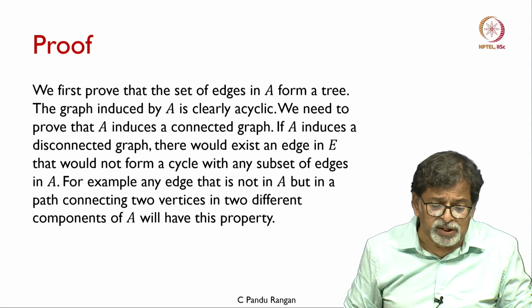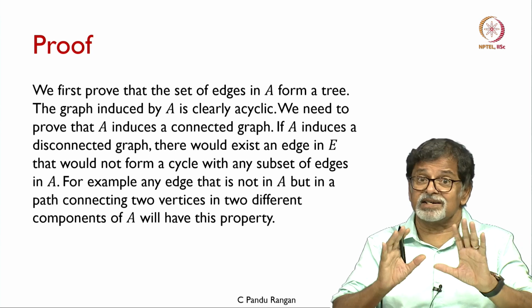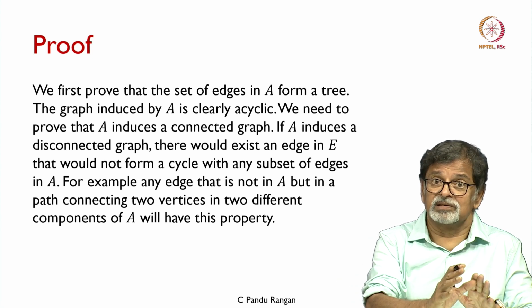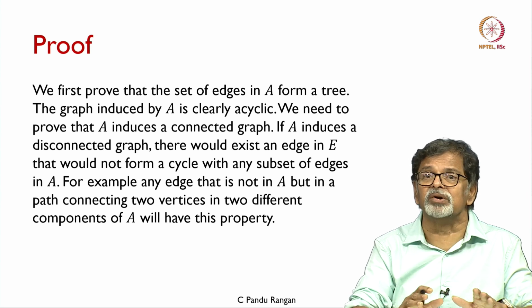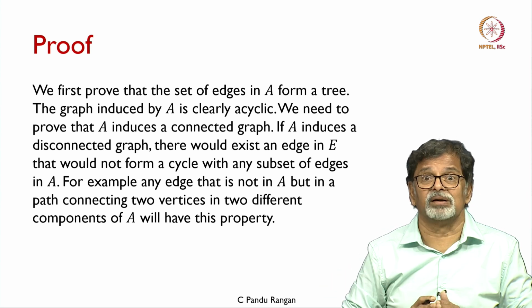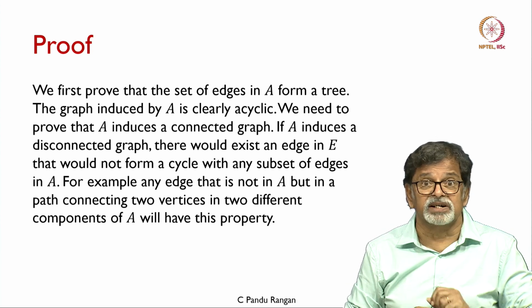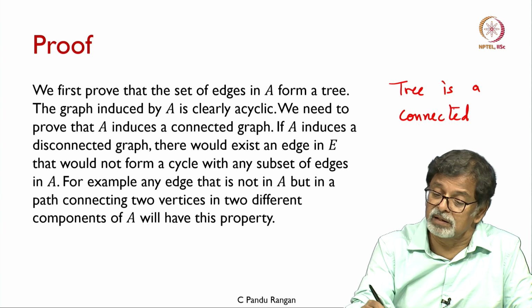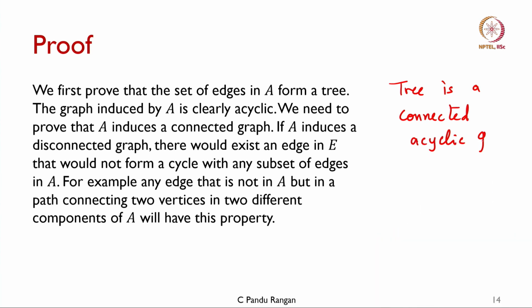Okay. We first prove that the set of edges in A form a tree. First of all, it is an acyclic structure, that is clear, because whenever an edge is about to form a cycle, we are ignoring it. Therefore all the edges that are included, they do not form a cycle at all. Therefore A is an acyclic structure. But what is the definition of a tree? A tree is a connected acyclic structure. It is a connected acyclic graph.